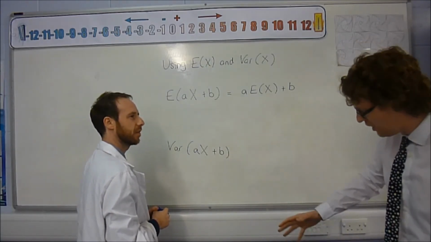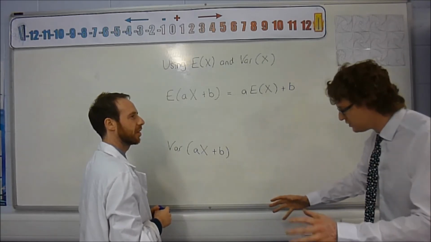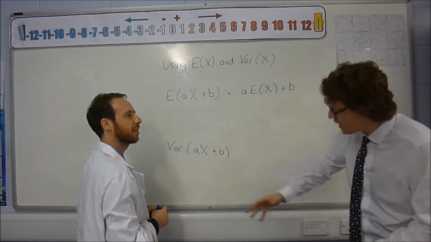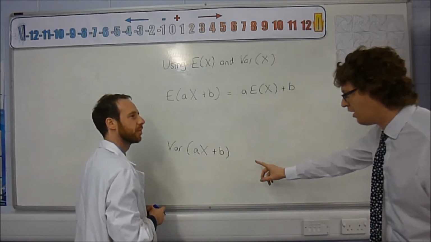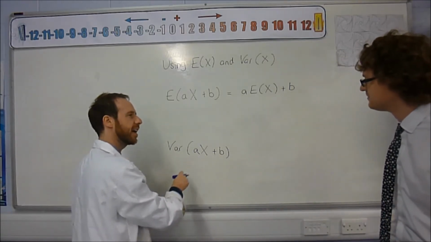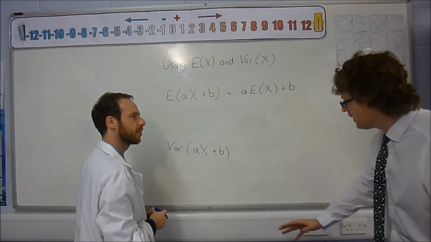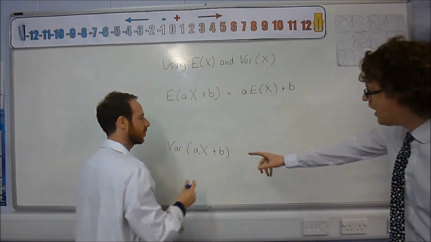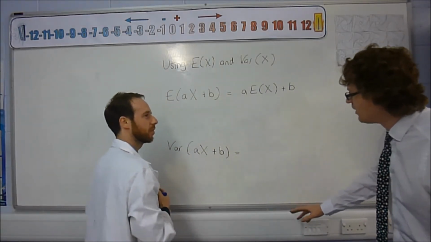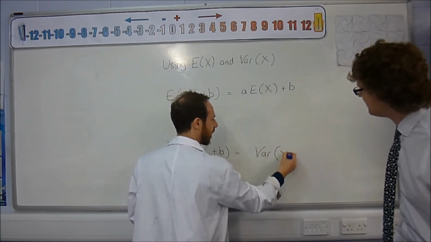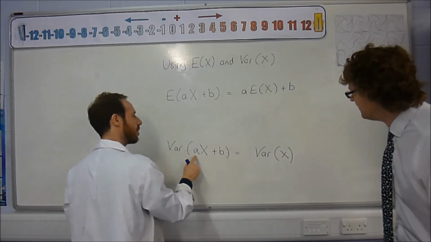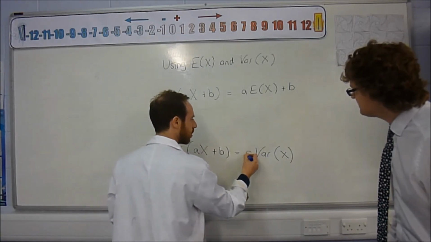Add to all the data, you move it up, but it doesn't change how spread out it is. So that b is not going to do anything at all. What about the a, DRV? Well, I think that will times it, but in variance there's some squaring as well. So that might happen somewhere. So we're going to take our variance of x and it's going to get multiplied by this a.